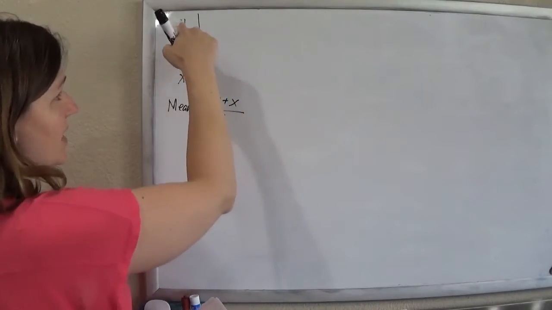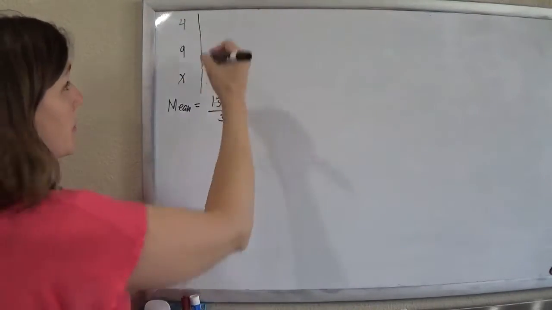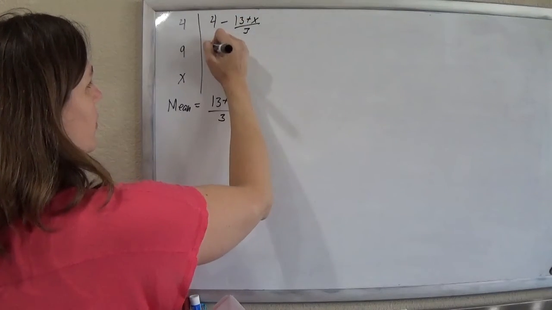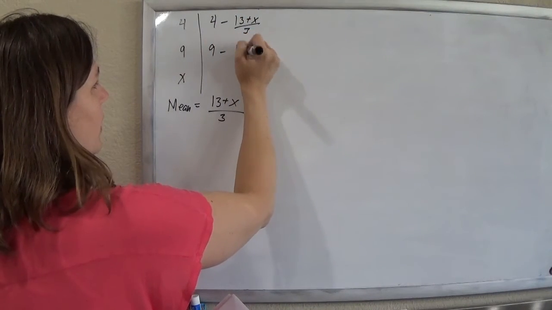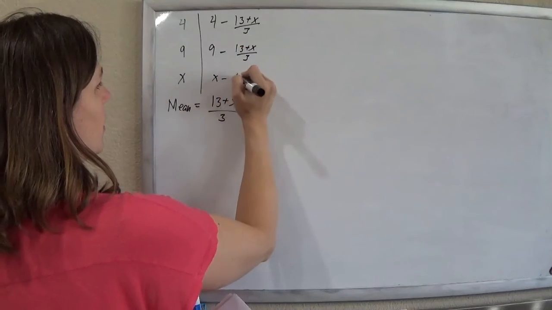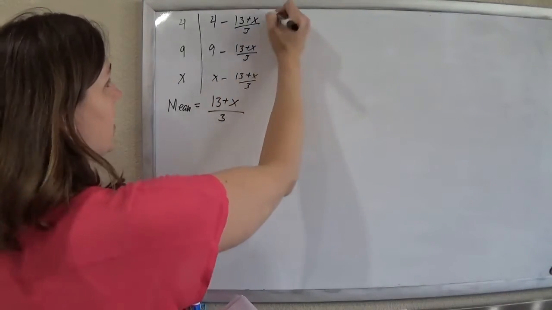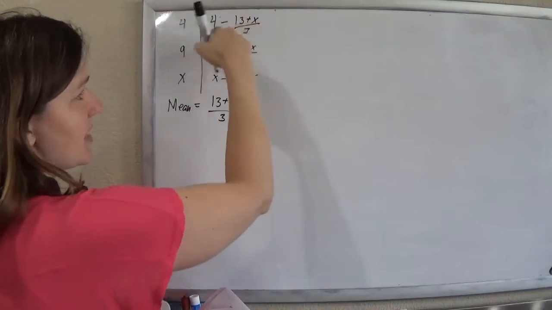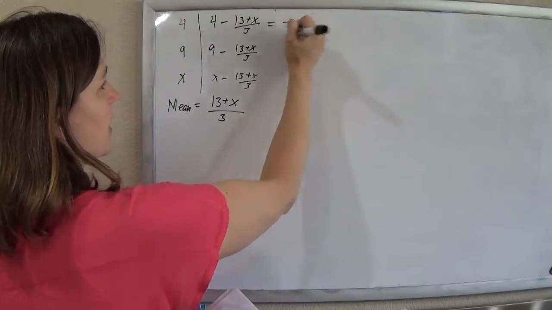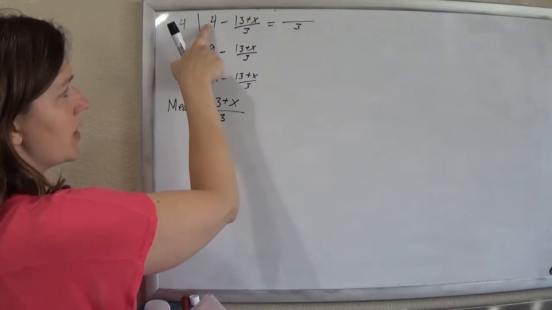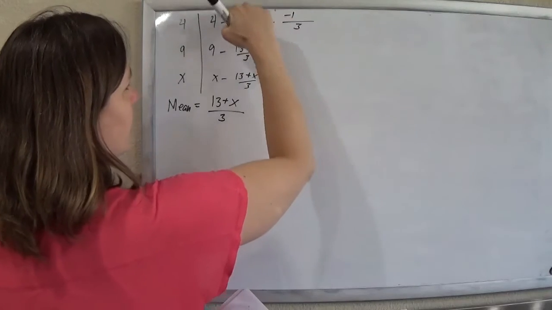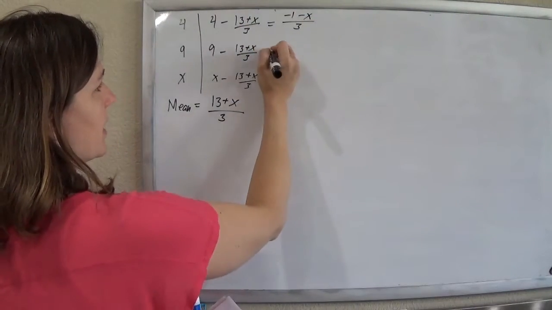And so then you find how far each one of these is from the mean, so you subtract the mean from each of your values. And again, you just have faith it's going to work. Let's simplify these, grabbing a common denominator of 3. 4 is 12 thirds, so 12 minus 13 is negative 1. That negative distributes, so minus x.